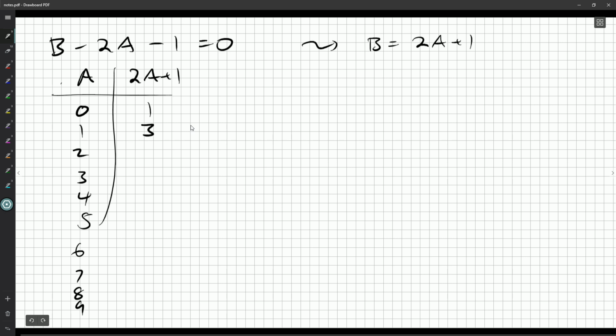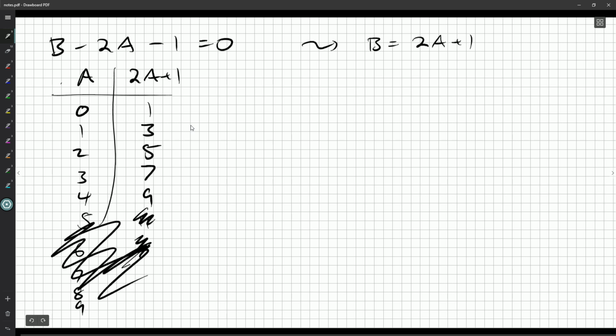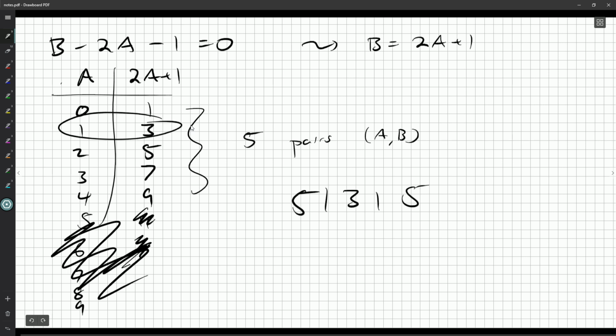Well, we get 1, 3, 5, 7, 9, 11. B can't be 11 or 13 or anything else. So this gives us 5 pairs, A and B, and so it gives us 5 numbers. So for example, 5, 1, 3, 1, 5. And this should be divisible by 55.